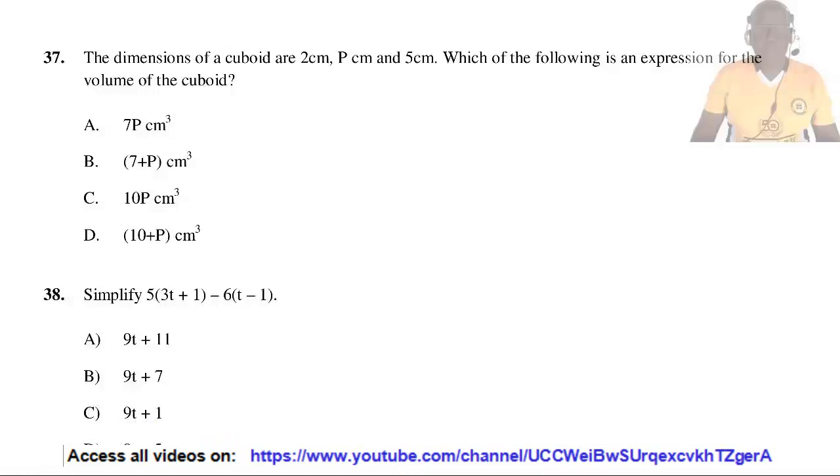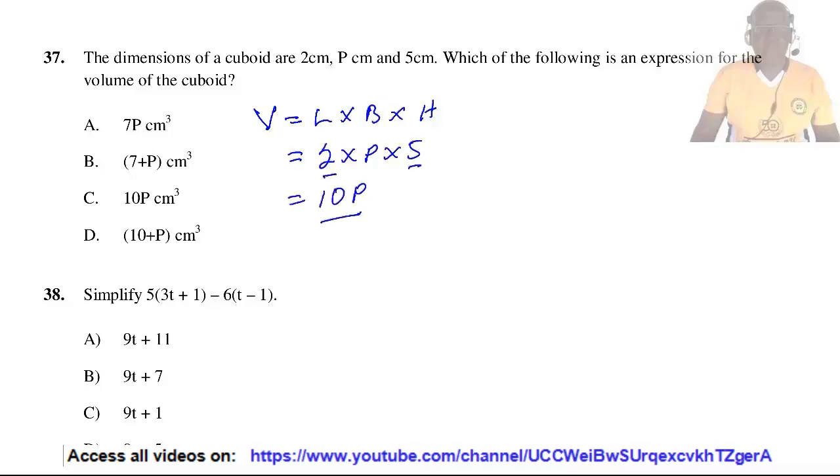Question 37. The dimensions of a cuboid are 2 centimeters, P centimeters, and 5 centimeters. Which of the following is an expression for volume of the cuboid? The volume of a cuboid is length times breadth times height. So 2 times P times 5, which equals 10P. 2 times 5 is 10. So the answer is C.